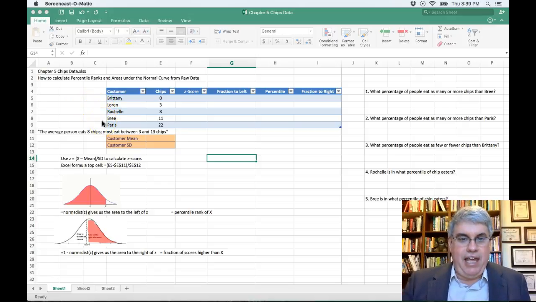They are at a Mexican restaurant, Taco King, and they are sitting there eating chips, and they notice that each of them tends to eat a different number. Brittany usually eats 0 chips. Lorraine has 3. Rochelle eats 8. Brie 11. And Paris 22.